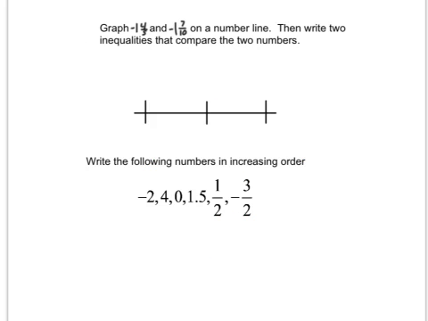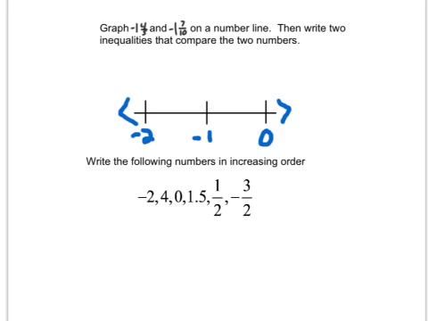So our first example, sometimes they're going to ask you to do this. It says graph -1 4/5 and -1 7/10 on the number line. Then write two inequalities that compare the two numbers. Okay, so first I've got a number line here. I'm going to go ahead and put 0 and -1 and -2. Now I want your number lines to always have arrows on the end of them because our number system never stops. It can go on and on both ways.